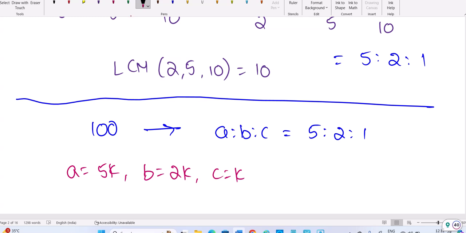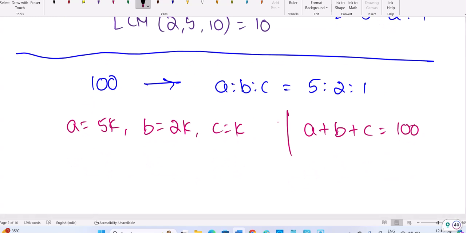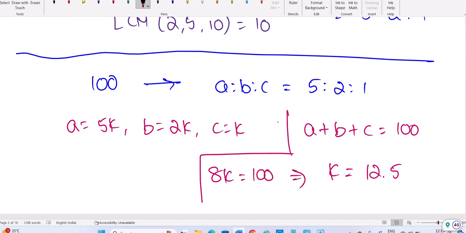Now, adding all of these should give 100. Adding all means 8k. 8k equal to 100 means k is 12.5, that is 100 divided by 8. A plus B plus C, if you add, we get 8k equal to 100. From that we can decide k is nothing but 12.5.